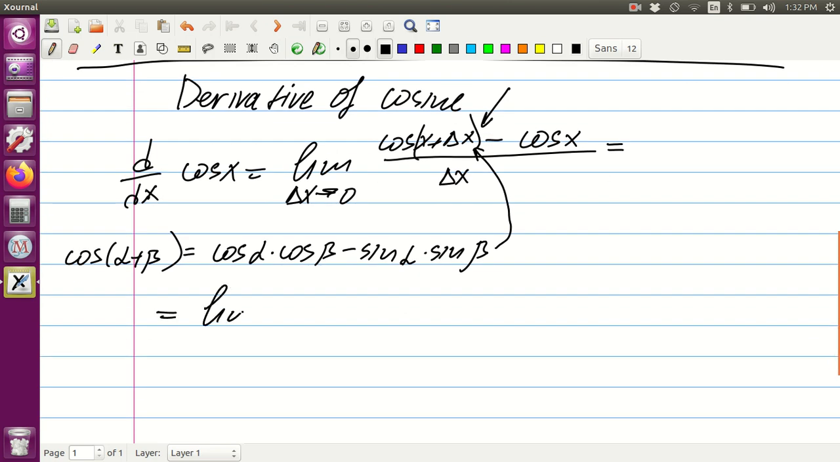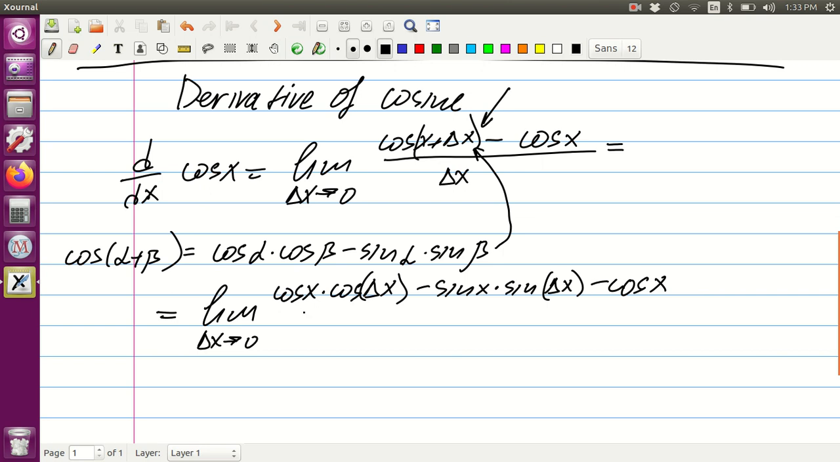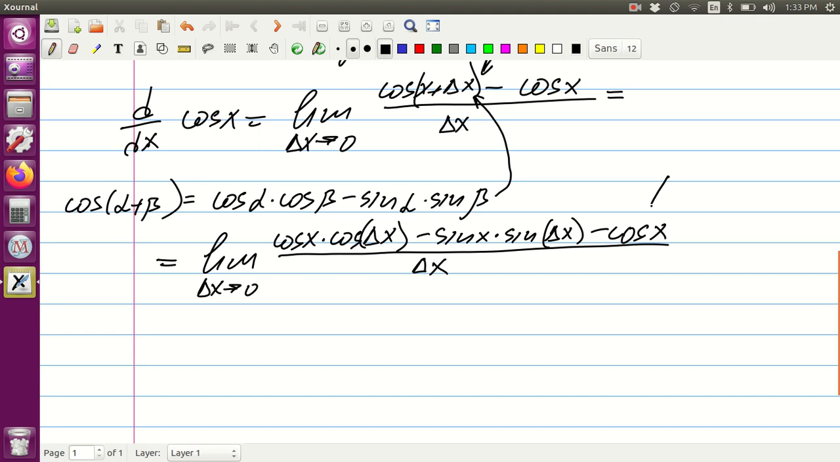So we're going to get the limit when delta x goes to 0 of cosine of x times cosine of delta x minus sine of x times sine of delta x, minus cosine of x, divided by delta x. Then we would like to group this cosine over here with this product, which also has cosine. And we're going to write it as two different limits because we have a minus over here.